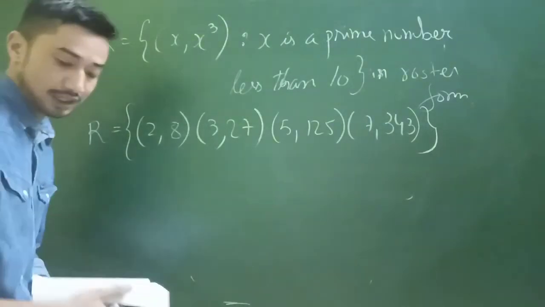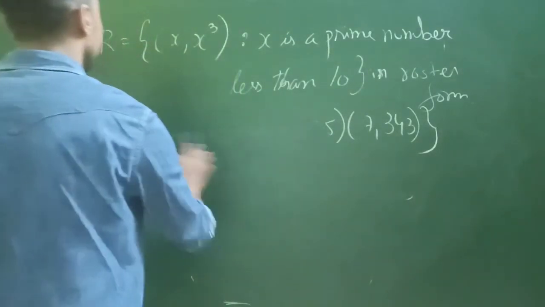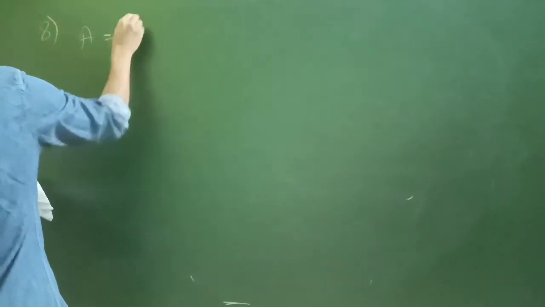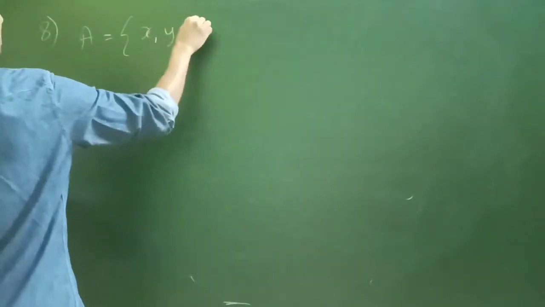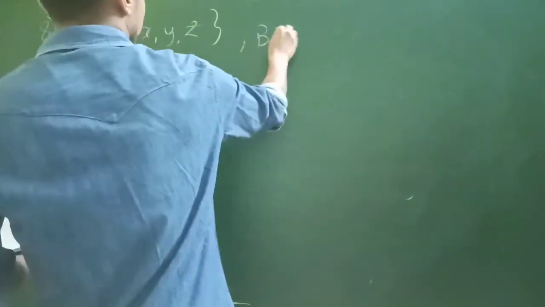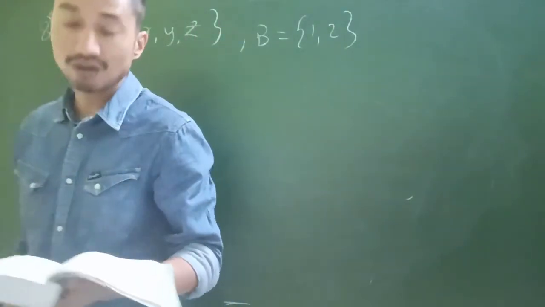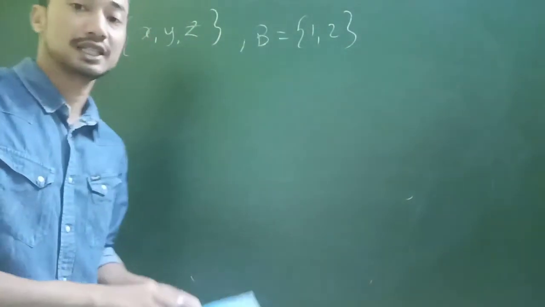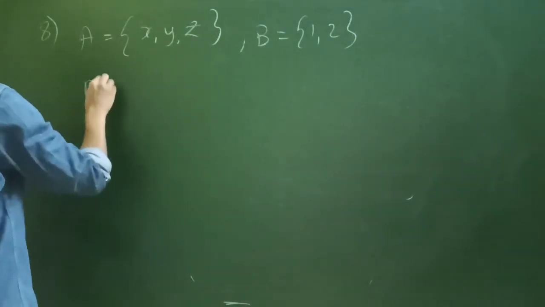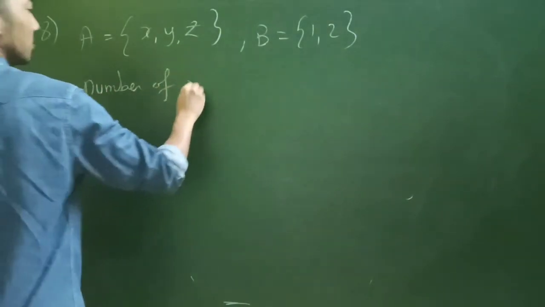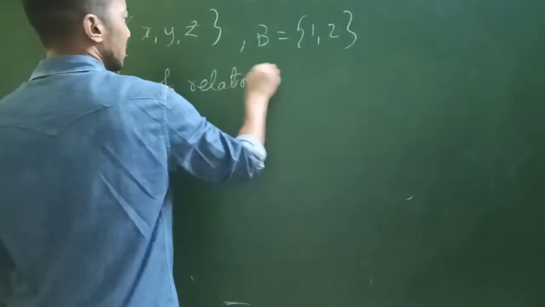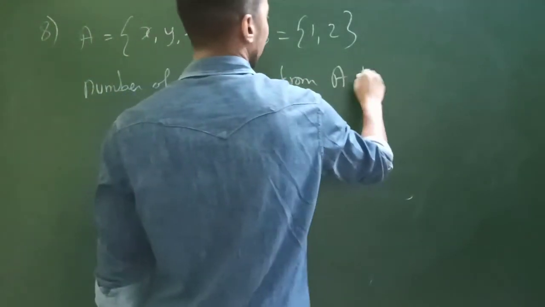You just have to write out the relation here. Okay. Next, number 8. This is the question which I was telling you about, where we will come across a new formula. Not a new formula, but a reminder. Set A is given with 3 elements, x, y, and z. Set B is given with 2 elements, 1, 2. Now the question is to find the number of relations from A to B.